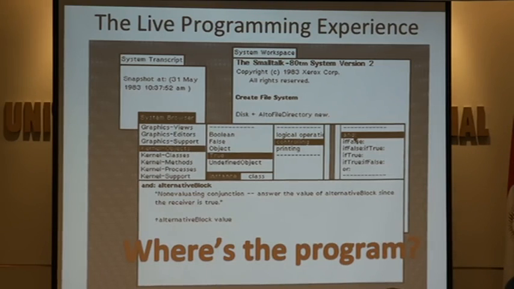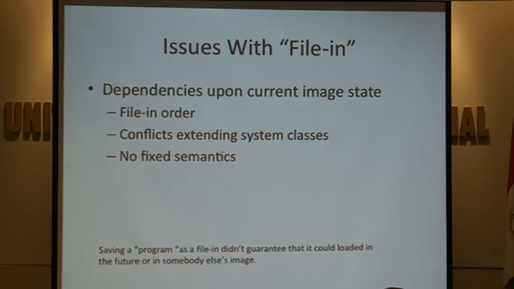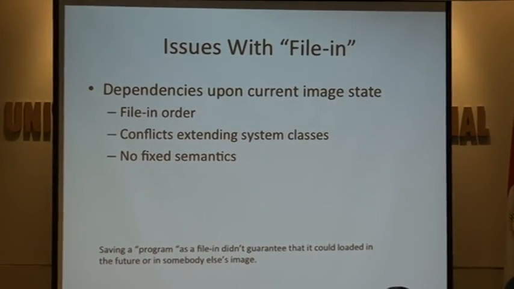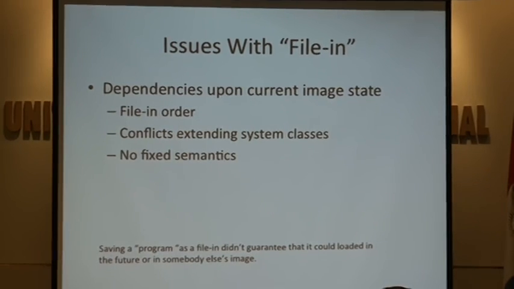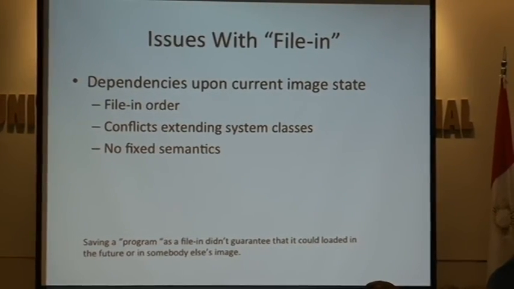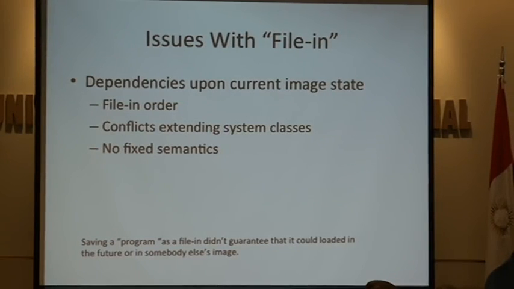Okay. And we experienced probably all the issues that all of you have experienced. The first response is, well, you just file out your work, and you discovered that wasn't so great. You have a bunch of file-outs, and you try to file them back in, and in many cases it doesn't actually work. You might have ordering dependencies. You might have conflicts with different classes. You combine file-ins that were created independently and they have conflicts with each other because they both try to change the system classes. And me, as a programming language guy, a big concern was that there didn't seem to be any fixed semantics to what those file-ins meant. And I'll get back to that.